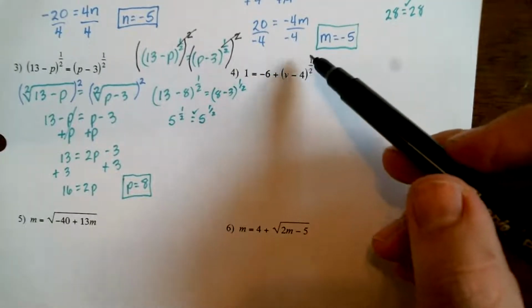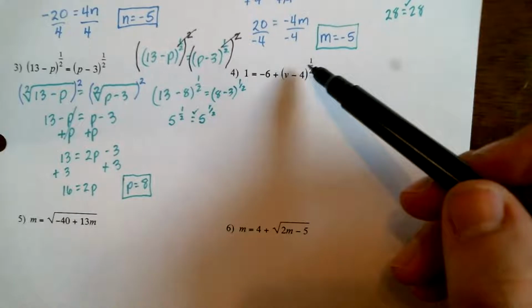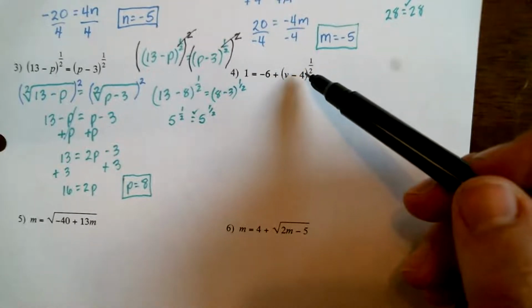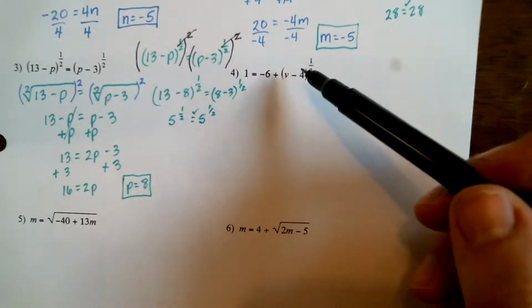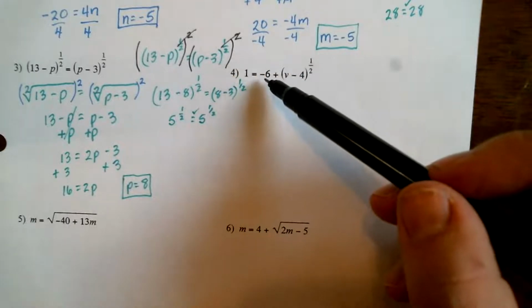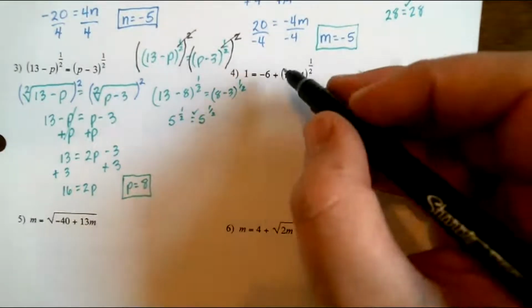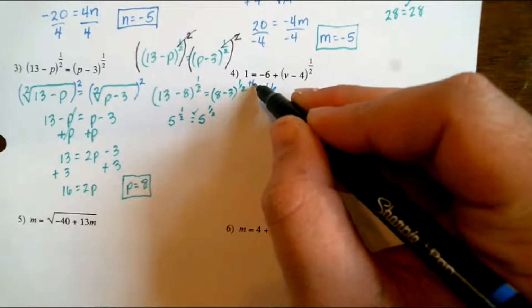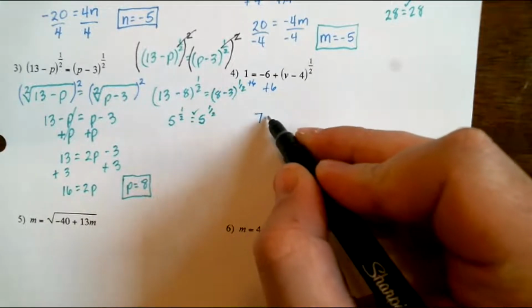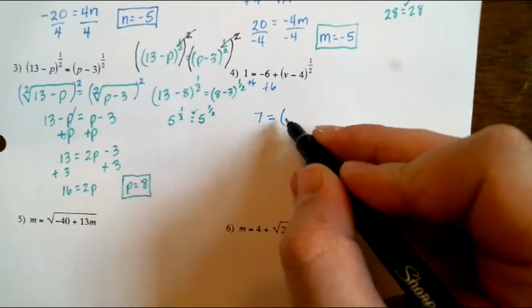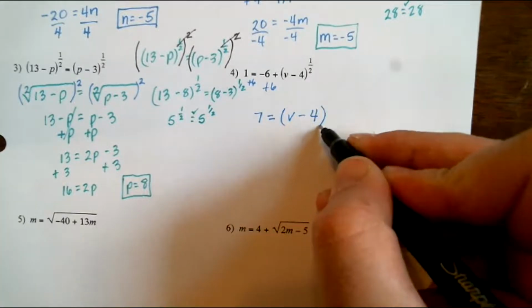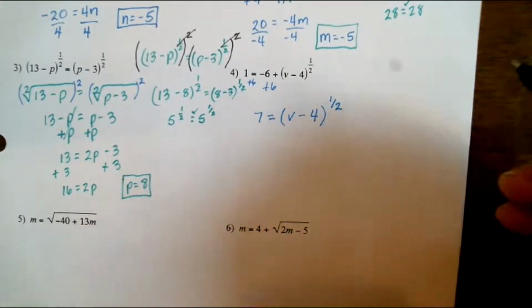All right. So looking at this next one. I just said always try to treat radicals, and this v minus 4 to the 1/2, which is really a radical, treat it like a variable. So get everything else away from it. So let's add this 6 to both sides. And we get 7 is equal to v minus 4 to the 1/2 power.